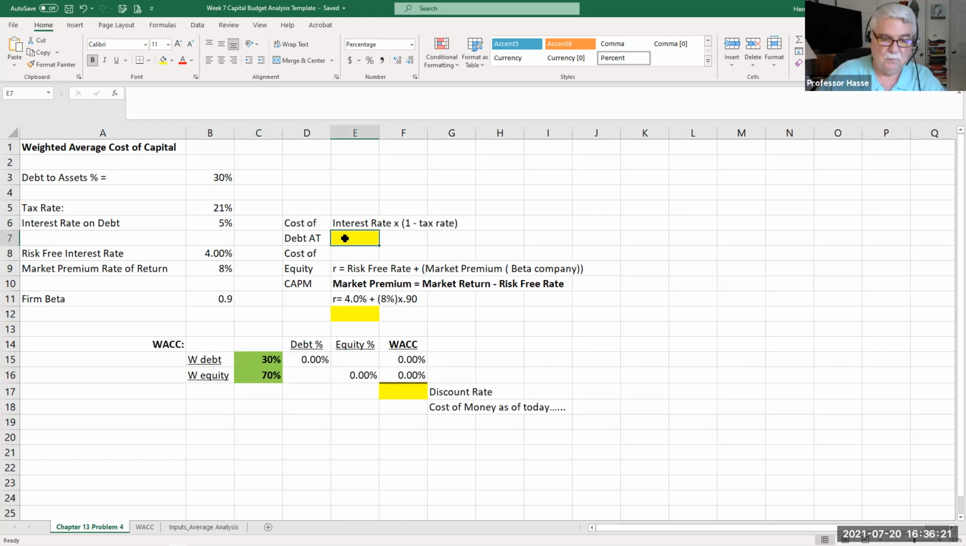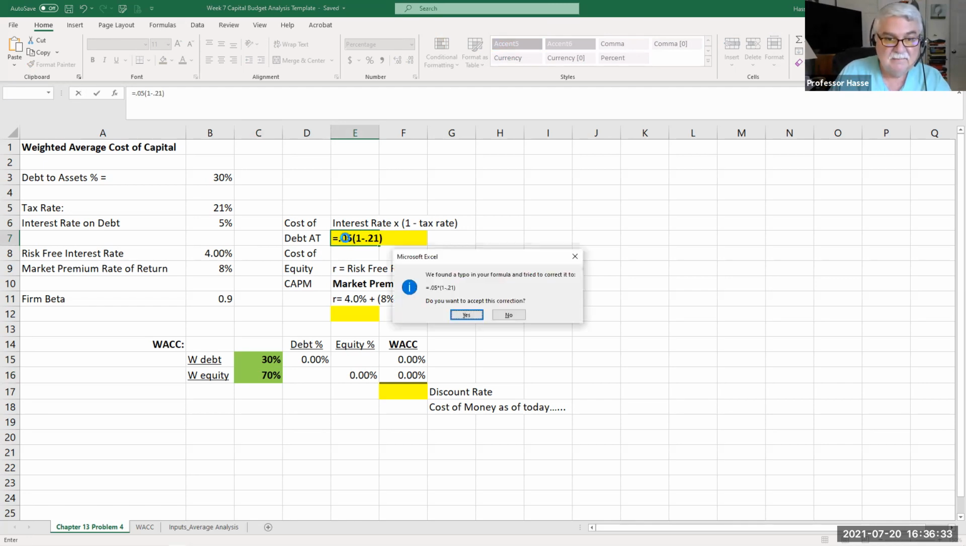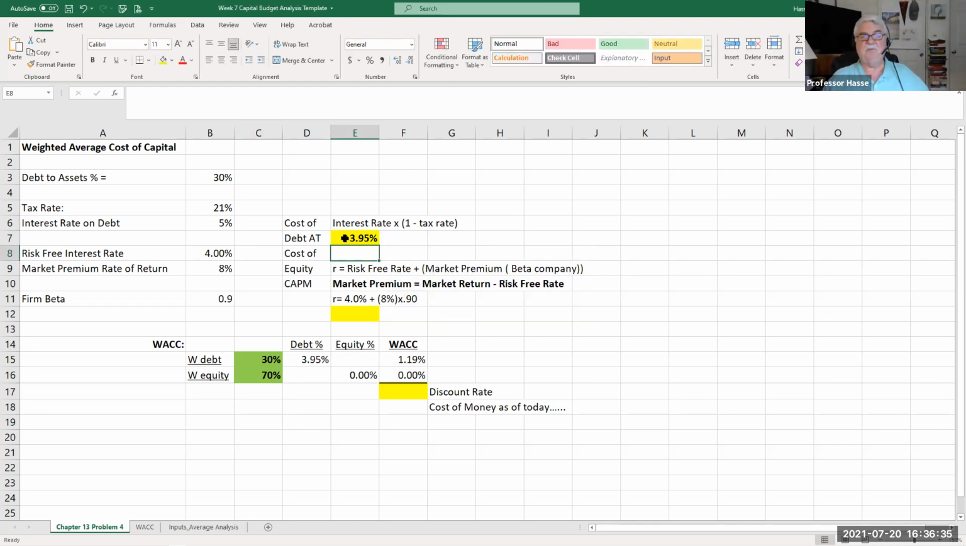So if I put that in the equation, equals 0.05 times 1 minus 0.21. That's the tax rate. That gives 3.95%. So we get to deduct on our taxes roughly about 1.05% of that interest expense as a tax deduction. So our true after-tax cost of debt is 3.95.